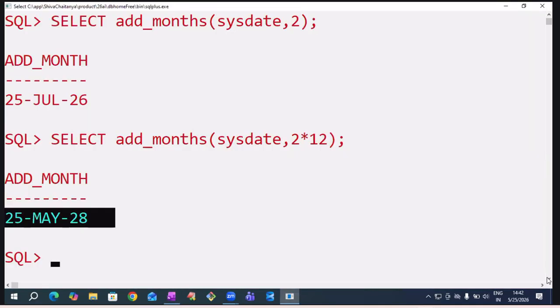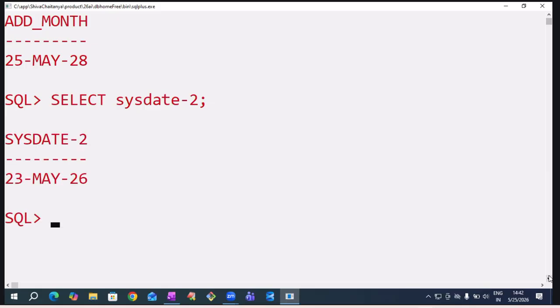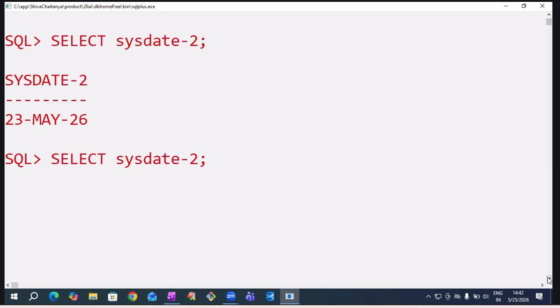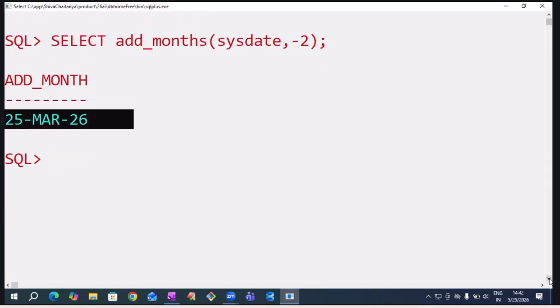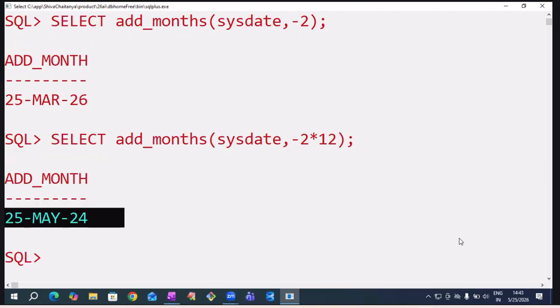Correct or not? Check here. Observe. Select sysdate minus 2. 2 days I'm subtracting. 2 days ago date, 23rd May 26. Subtract 2 months. Add_months of sysdate, comma, minus 2. 2 months ago date I'm getting, 25th March. 2 years ago date. Add_months of sysdate, comma, minus 2 into 12. 2 years ago date. 2024 I'm getting. Observe. 25th May 2024.